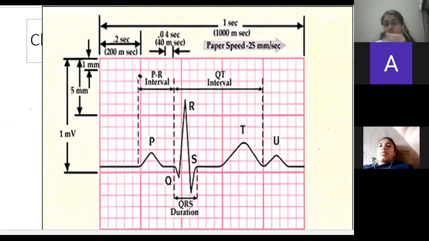In 1 second it will move horizontally this way. What is the vertical dimension telling us? It is telling us the voltage or the intensity of the current, whatever is recorded by the galvanometer, the galvanometer deflection. So two big boxes equal to 1 millivolt. One big box is equal to a distance of 5 millimeter, or one small box is 1 millimeter.